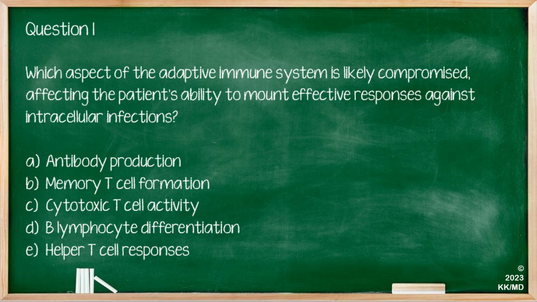So our options are antibody production, memory T cell formation, cytotoxic T cell activity, B lymphocyte differentiation, or helper T cells. In this question, it's important to remember the process of adaptive immunity and the steps involved in this. Given that in this case there is a reduced count of cells expressing the CD8 co-receptor, the correct answer is cytotoxic T cell activity, which is most likely affecting the patient's ability to mount an immune response.